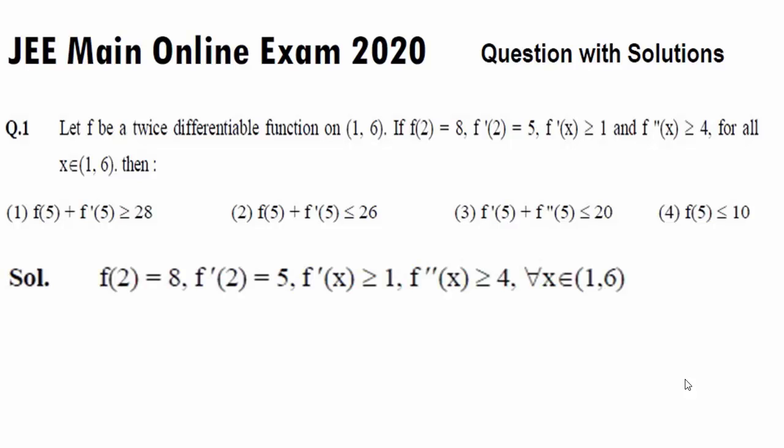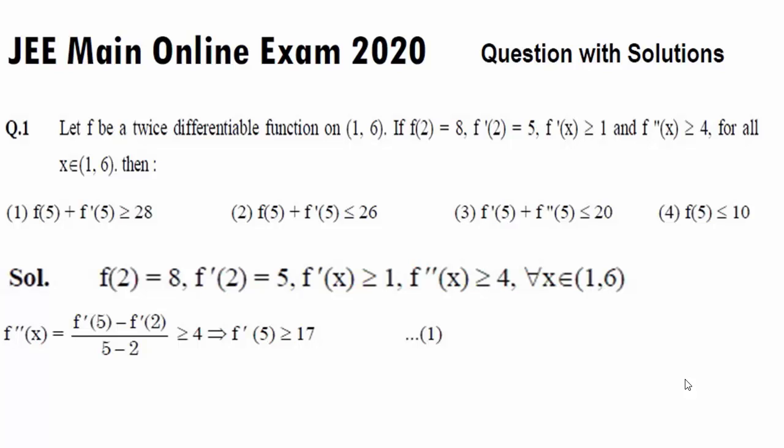Solution. It is given that f(2) = 8, f'(2) = 5, f'(x) ≥ 1 and f''(x) ≥ 4 for all x belonging to the open interval (1, 6). By the definition, f''(x) = (f'(5) − f'(2)) / (5 − 2), which is given as greater than or equal to 4. From this, substitute the value of f'(2) = 5 and simplifying you will get f'(5) ≥ 17.